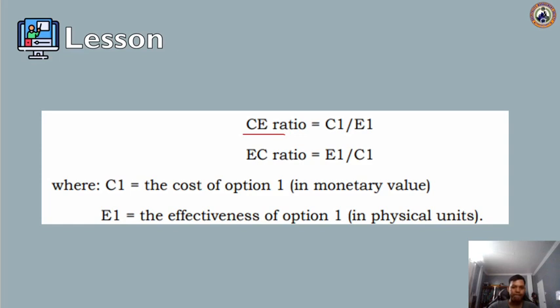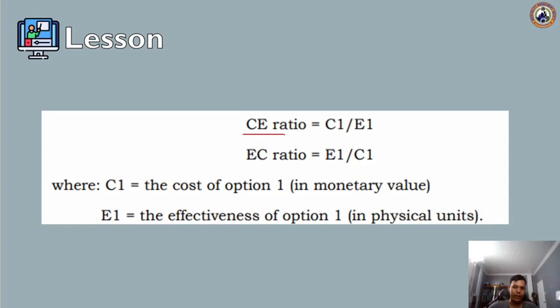So for example, CE, or the cost effective ratio, is equal to C1 over E1, the cost over the effectiveness. The first equation represents the cost per unit of effectiveness. That is, for example, pesos spent per life saved. How many pesos are being used to save the life of a certain person. If we have an example in the healthcare area, the projects can be rank ordered by the CE, or the cost effective ratio, from lowest to the highest. So the most cost effective project has the lowest CE ratio.